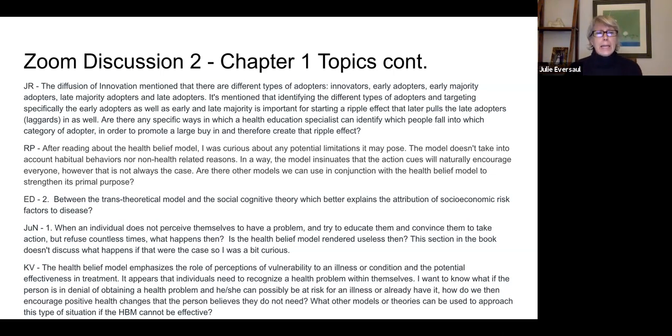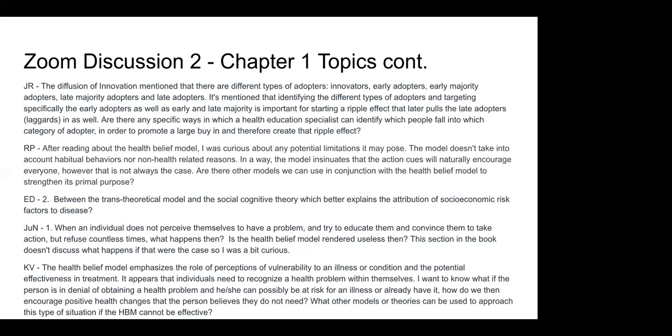All right. Question number 2 was: between the transtheoretical model and social cognitive theory, which better explains the attribution of socioeconomic risk factors to disease? Oh, I'll answer this one. We talked about it and came to the conclusion that it was social cognitive theory, because the transtheoretical model is more individual, like what action they'll take or how ready they are to adopt new healthier behaviors, whereas social cognitive theory is more environmental. You learn from environmental influences, the reciprocal relationship of the person, and it influences behaviors.